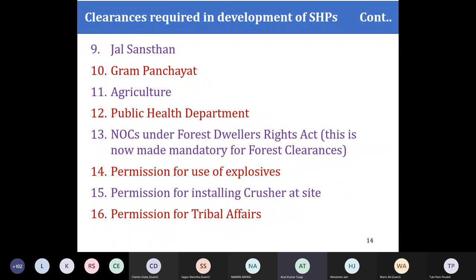But you can get all the permissions easily, because some of the departments do not have any activities in that area. So they just give permission within a week or 10 days.